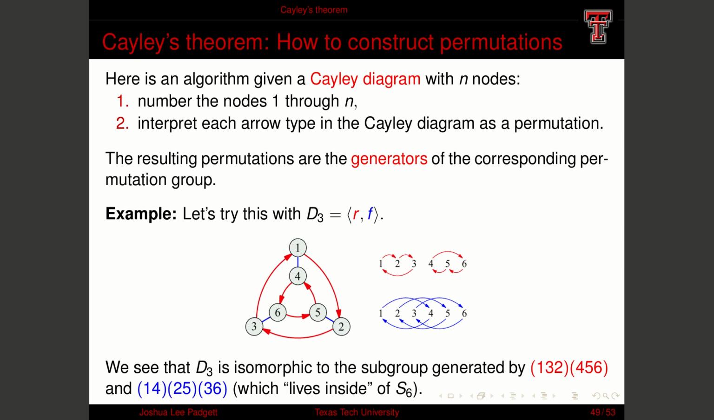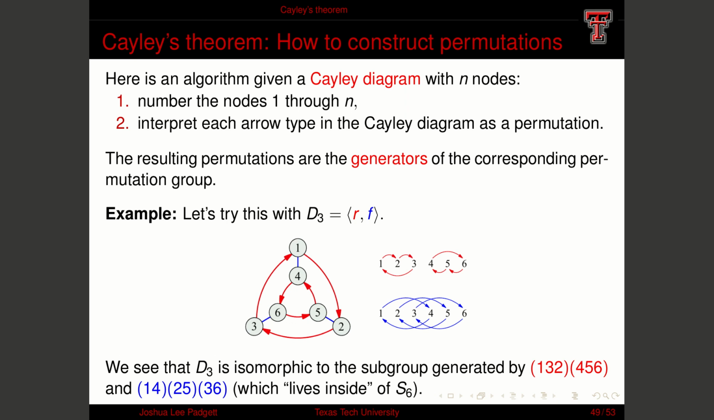All right. So how do we construct, from a Cayley diagram, all of its permutations? The idea is as follows. If we have n nodes, we're going to give them numbers 1 through n. So here we're going to do 1, 2, 3, 4, 5, 6. Interpret each arrow in the Cayley diagram as a permutation. All right. So how do I go about that? Well, with D3, I know there's only rotations and flips.